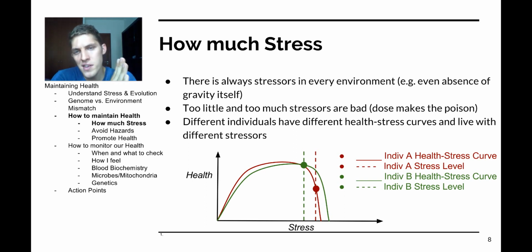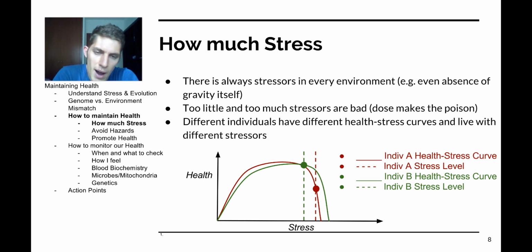Then we know that some people get sick and others don't. And we can explain this by understanding that we have different genomes and we are exposed to different stressors. So I'm illustrating this at the bottom. I have two curves. These are health stress curves. So we see too little stress and too much stress is associated with low levels of health. And then we have high health somewhere in the middle.